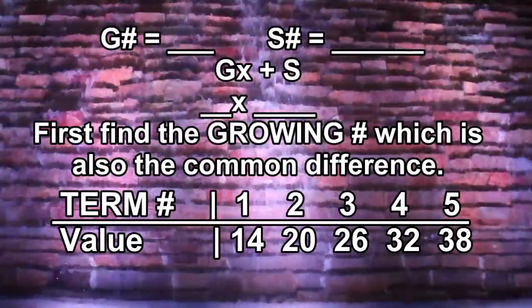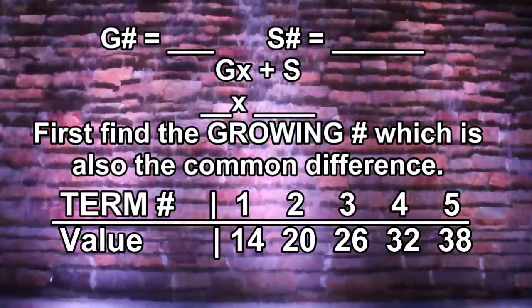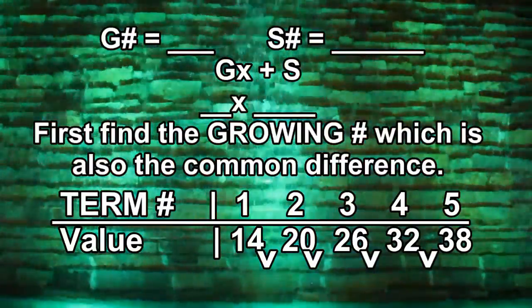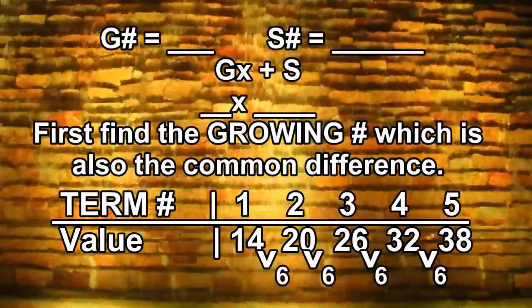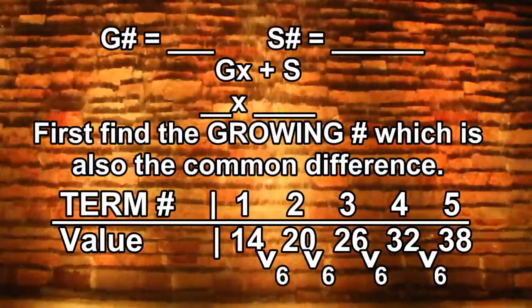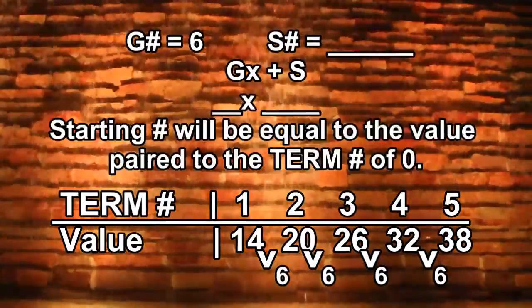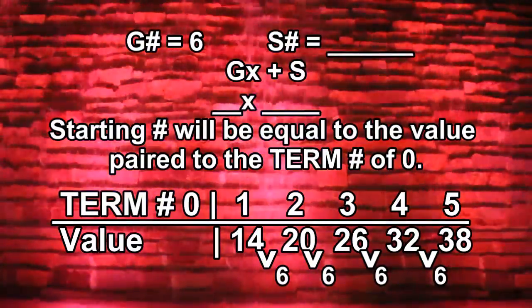First, you need to find the growing number, which is also the common difference. To get the common difference, find the difference between the value numbers. In this problem, if you subtract your term values, you always get 6. Now that we know that our growing number is 6, we need to find the starting number.